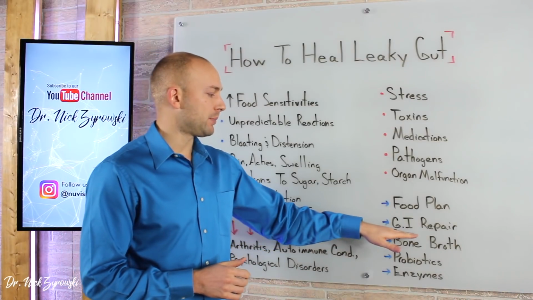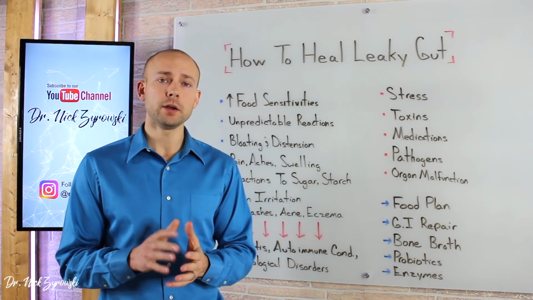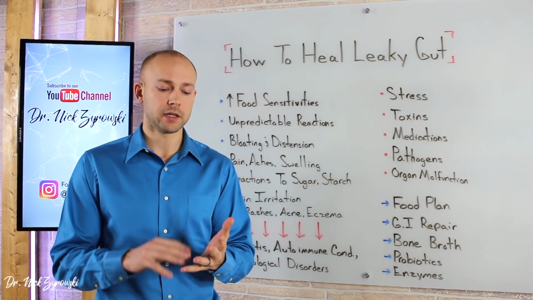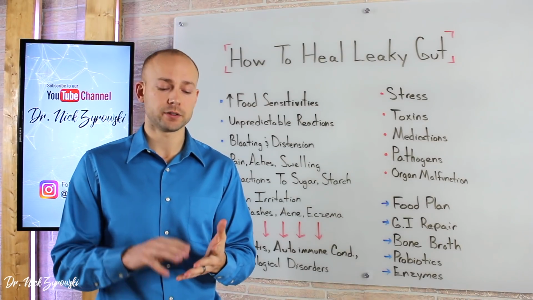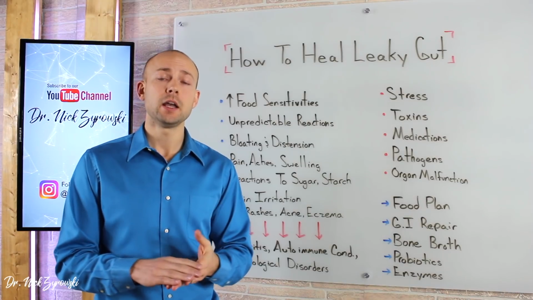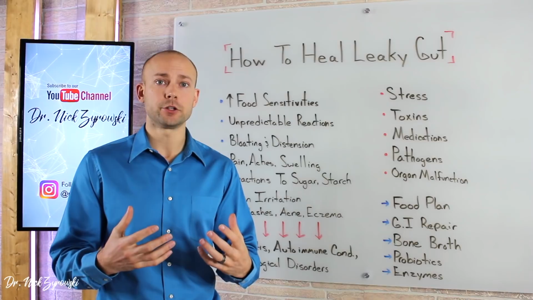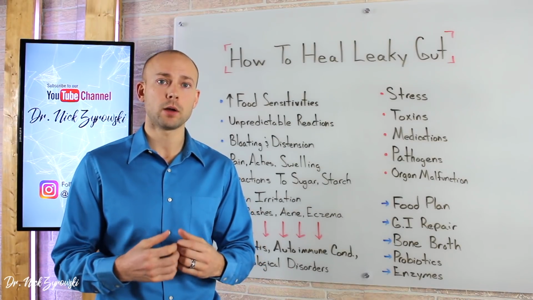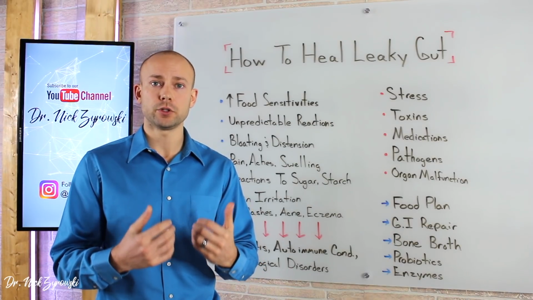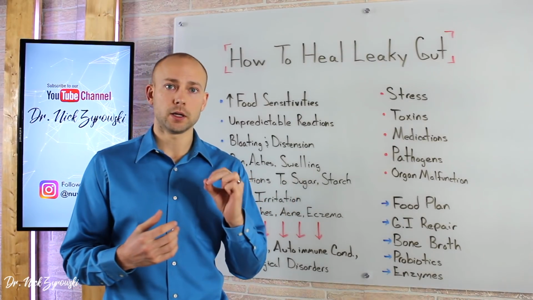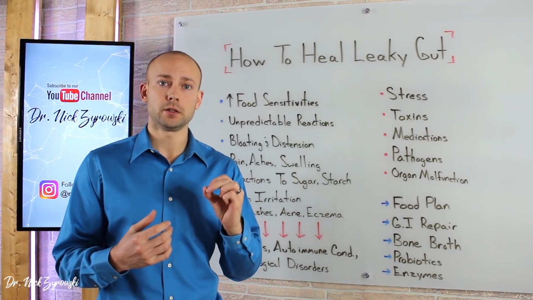The next thing is we use a powder called GI Repair. Now the GI Repair has different nutrients in it, like L-glutamine, deglycyrrhizinated licorice root extract, arabinogalactan, and aloe vera. Essentially what these are all designed to do is go in and soothe and heal the GI tract, reduce inflammation, and put the proper healing nutrients in there to actually start removing some of these very small holes in the intestinal lining.